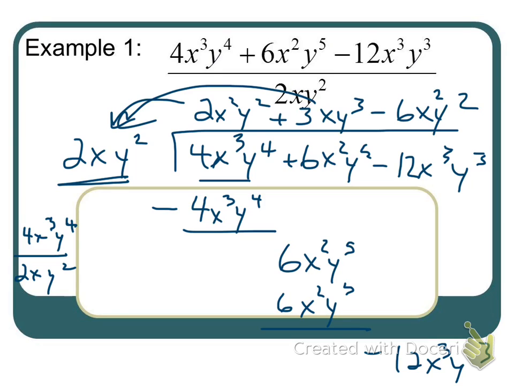Now, you're not going to have a lot of problems like this, a monomial divided into a polynomial, because it would just be y. Yeah, you're right. It's just y first. Thank you.